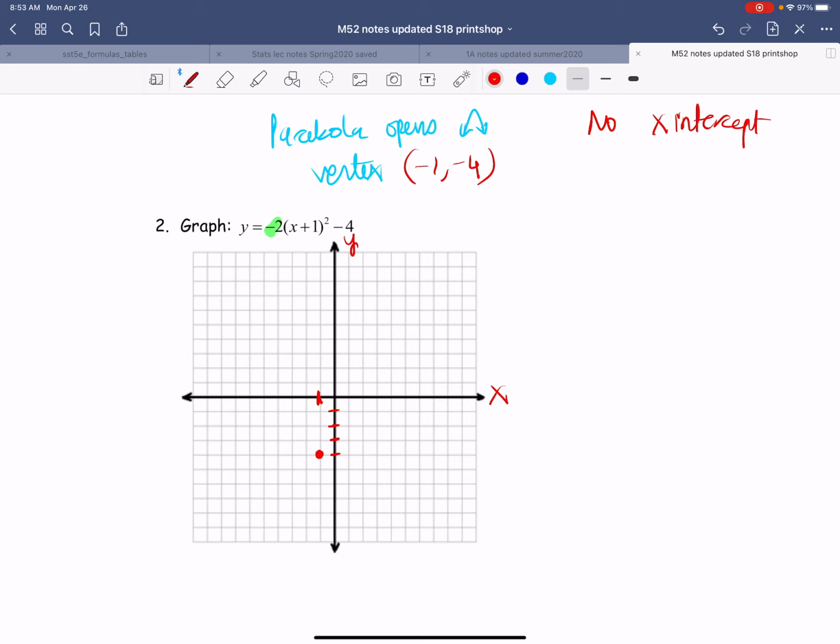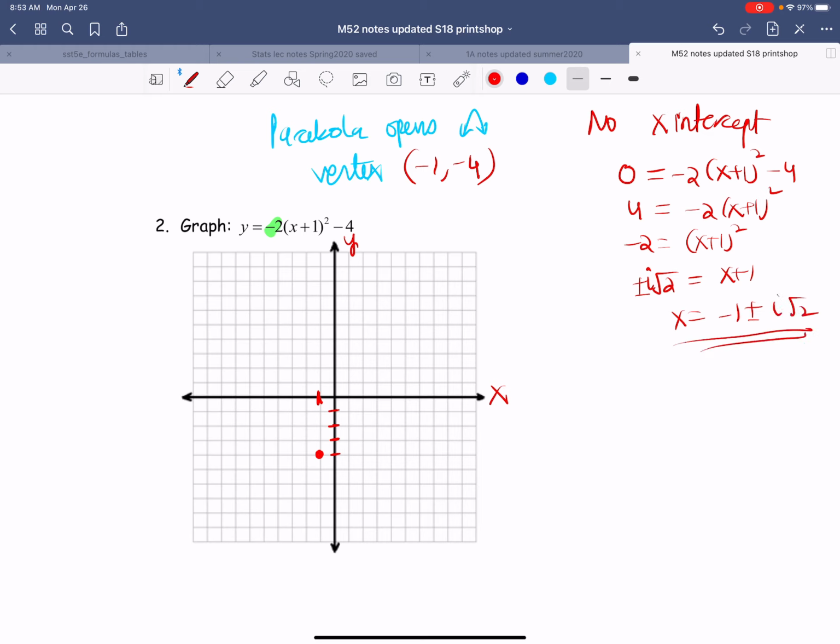Even if I try to find the x-intercepts, see what's going to happen. I'm going to get something imaginary. If somebody doesn't realize that and tries to find the x-intercept, start by plugging in 0 equals -2(x + 1)² - 4. The 4 goes to the other side: -2(x + 1)² equals 4, which turns out to be (x + 1)² equals -2. Take the square root on both sides: plus or minus i√2 equals x + 1. So x is -1 plus or minus i√2, and that is imaginary, right? That's not a real number.